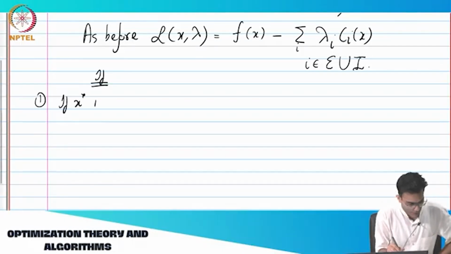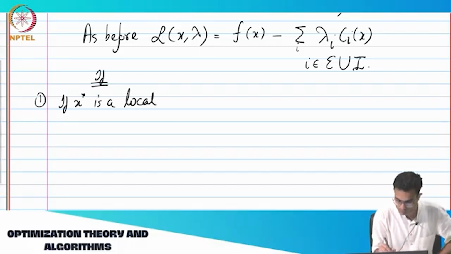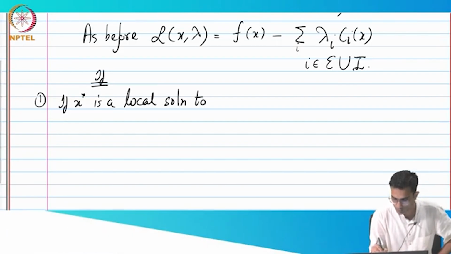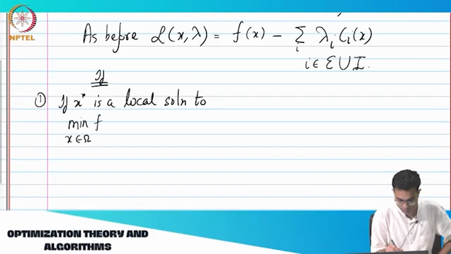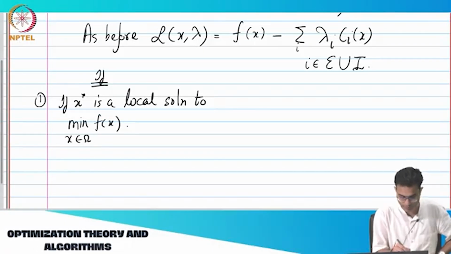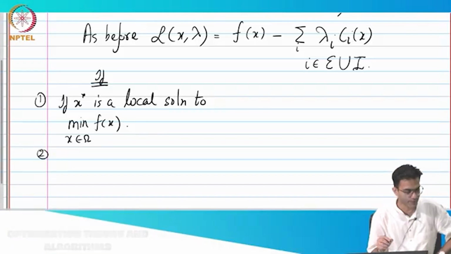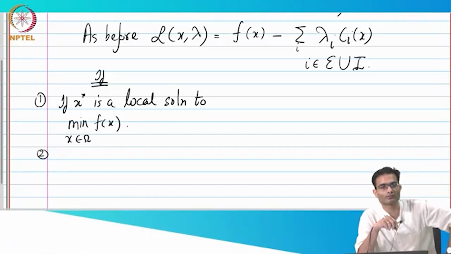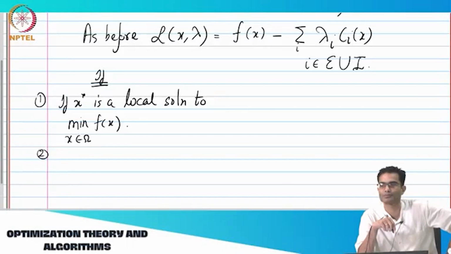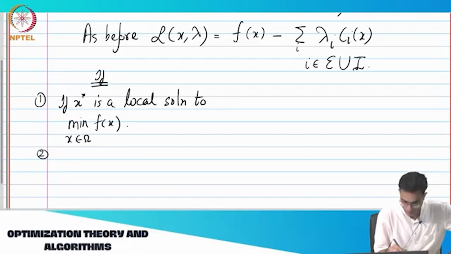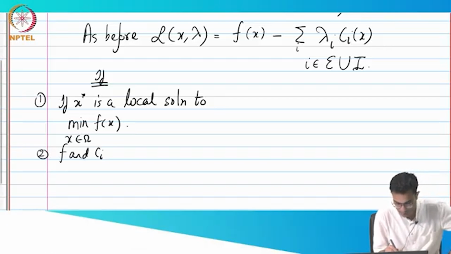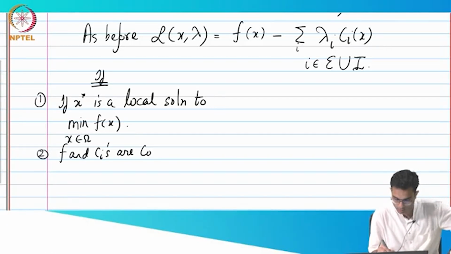So that's the first part. If x star is a local solution to minimize f(x) over x belonging to the feasible set. Obviously, this is what I want. The second is a reasonable condition to apply, because we want to do calculus. If you want to do calculus, what should we assume on f and the c's? Differentiability is to be expected, right? So f and the c_i's are continuously differentiable.